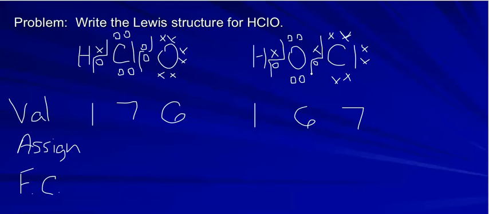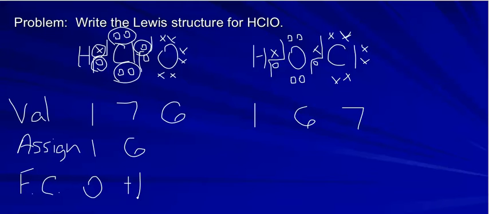So for hydrogen, the number assigned is 1. So the formal charge on hydrogen, 0. For chlorine, we got 1 here, and we got 2 pair on either side, so that's a total of 6. 7 minus 6 gives you a formal charge of plus 1 for the chlorine. For oxygen, 1 from the bond, and then 6 around the oxygen, that's 7. Formal charge, negative 1.